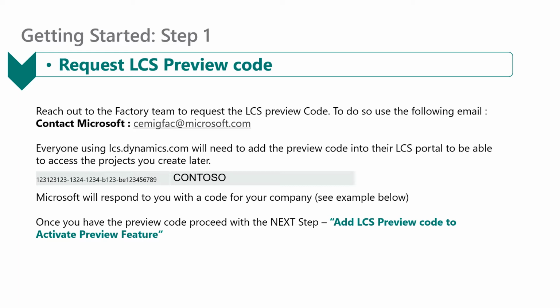To get started, request an LCS preview code from the Microsoft Factory team. To do so, use the following email address. Everyone using lcs.dynamics.com will need to add this preview code into their LCS portal to be able to access all their projects. The preview code will look similar to the following. Microsoft will respond to you with the code for your company. Once you have the preview code, proceed with the next steps.